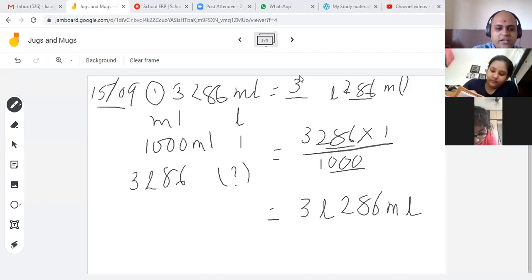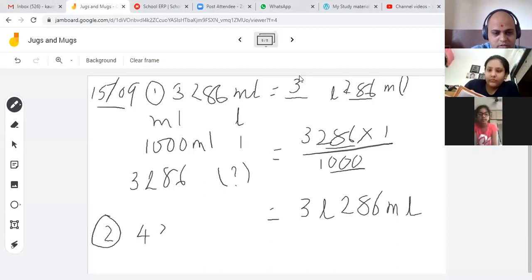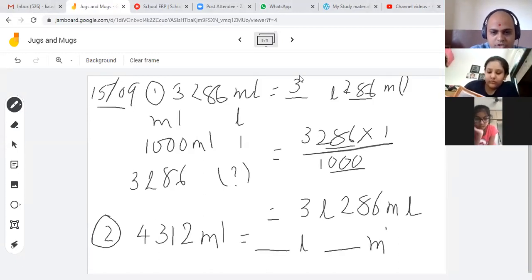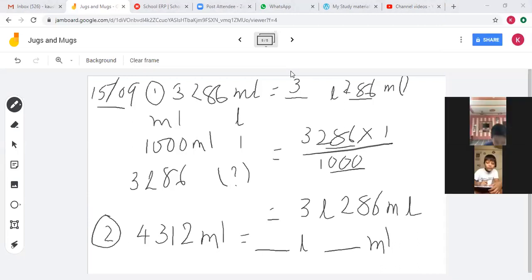Okay. So next example that you are going to do on your own, and I'm not going to solve this, right? 4,312 ml is equal to dash liter dash ml. Come on. Yes, very good. Solve this one. Very good, Anant. Give me the answer for this one. Arya Chudasma, work fast.